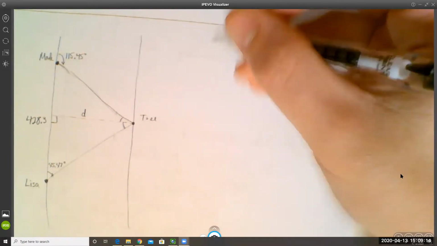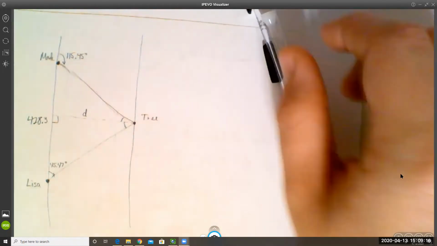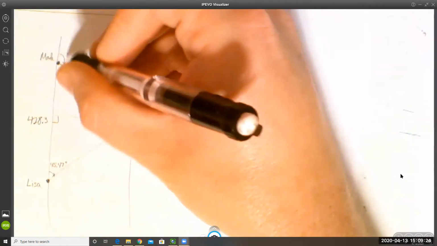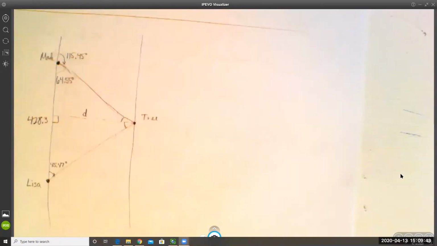So here's what I'm thinking. I'm thinking that I can get this angle here. I know that this angle right here should be 180 degrees minus 115.45 degrees. So let's see how much that is. So this is 64.55 degrees right there.